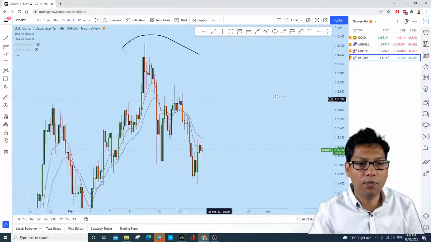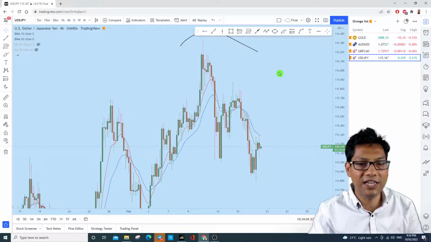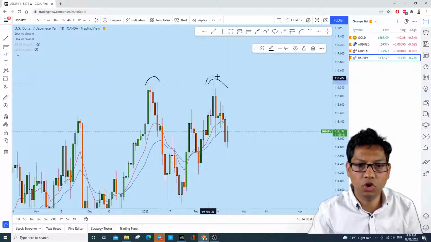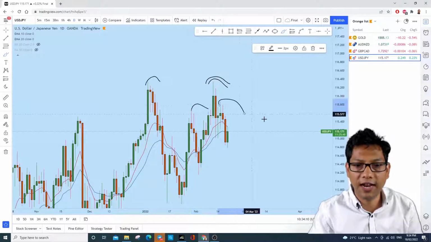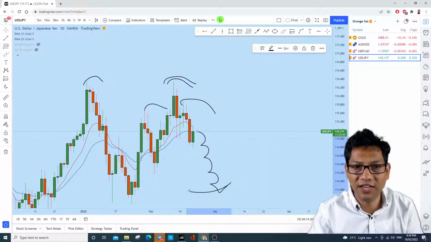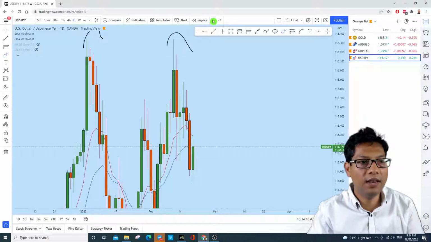After this double top, what you can see, if you see the daily, there is a head and shoulder here. This is the head, left shoulder, right shoulder. So we might see a further deep move on the dollar yen. So let me show you.